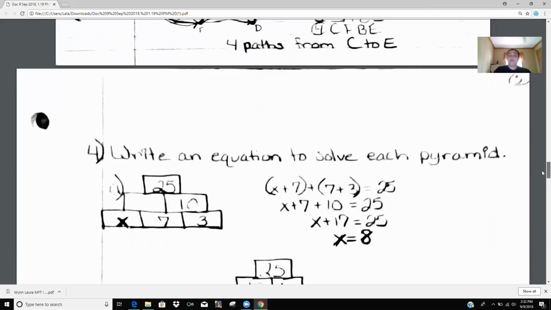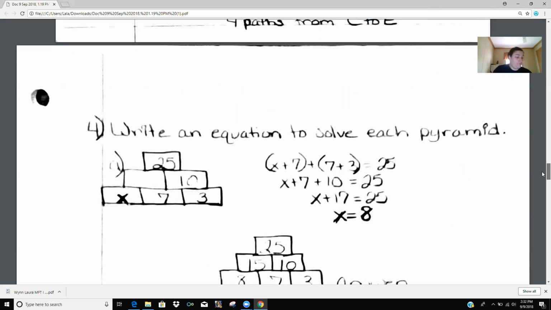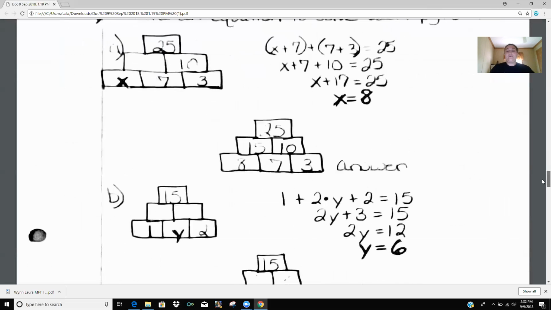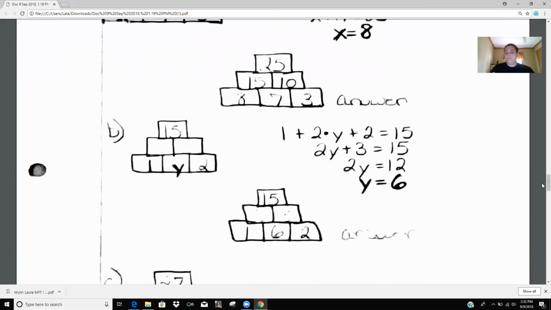On problem number 4, there's 4 parts of this one, I believe. Well, there's 3, sorry. 3 different ones, and let's just do one of them. They want us to write an equation to solve each addition pyramid. We'll go with problem 4B.